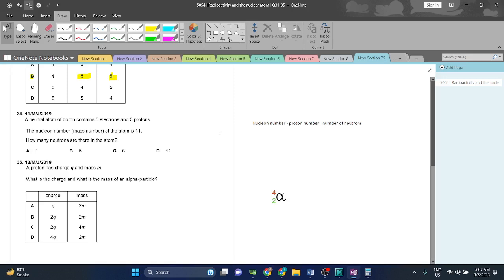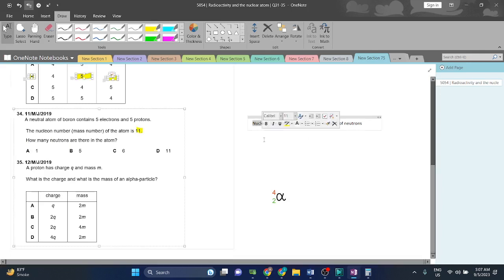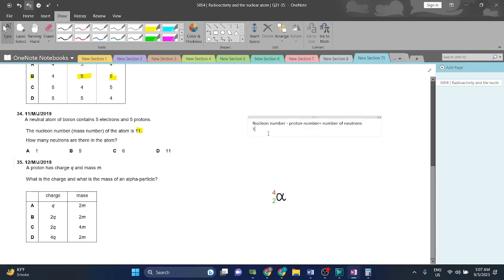Question 34. A neutral atom of boron contains 5 electrons and 5 protons. The nucleon number, mass number of the atom is 11. How many neutrons are there in the atom? The neutron number will be calculated using the nucleon number minus the proton number. We have the number 11 minus the proton number 5. So that will straight away give us the answer of 6. 6 will be C.